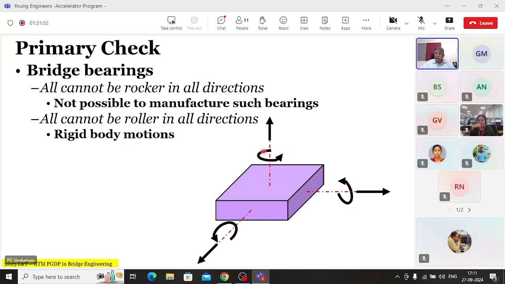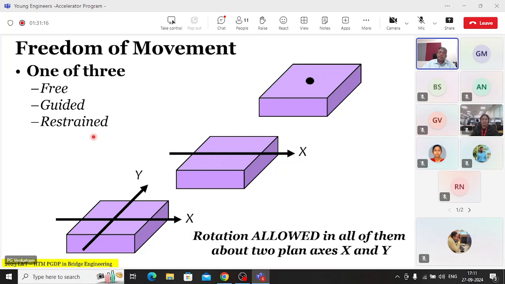So typically, these are the kinds of movement that we are talking about. It is not possible to make rockers in all directions because of the manufacturing, and you cannot have rollers in all directions. So a more modern understanding is based on the freedom of movement. What we did is we translated it into one of three types. We called it free, guided, or restrained. This is the restraint. Whenever you see a symbol like this, that means there's a bearing which does not allow movement in any direction.